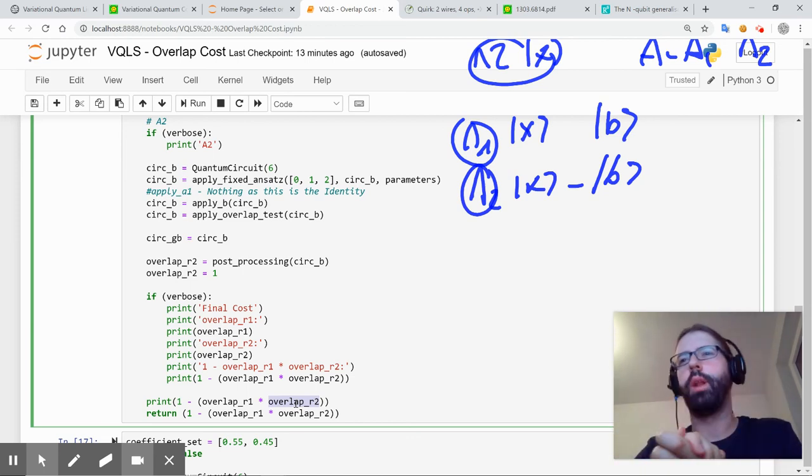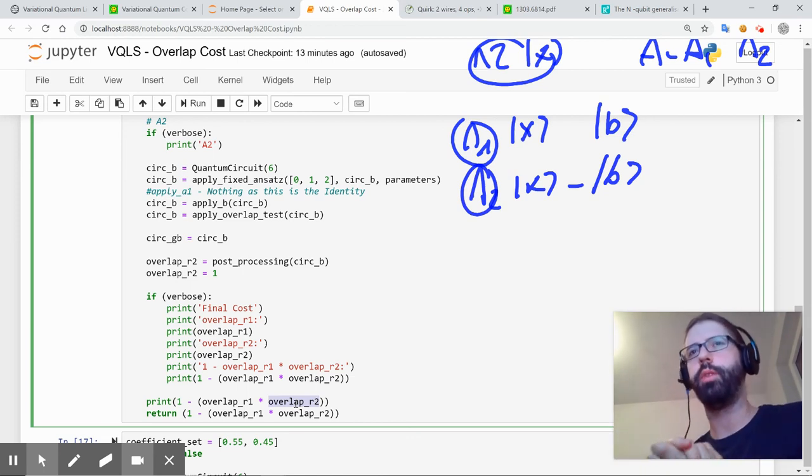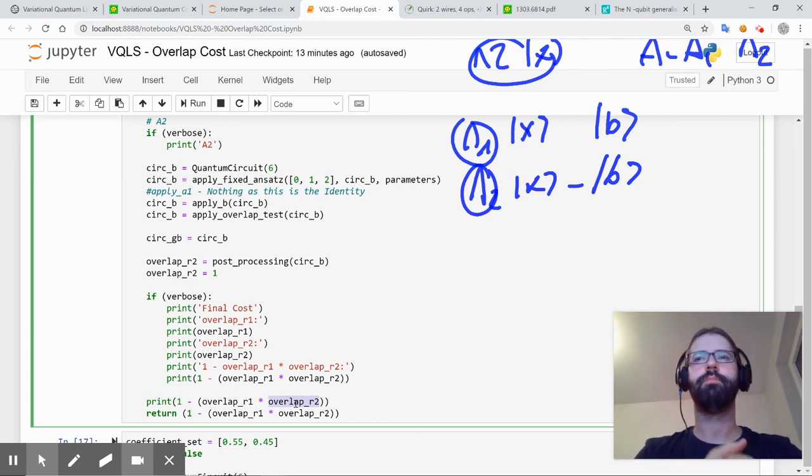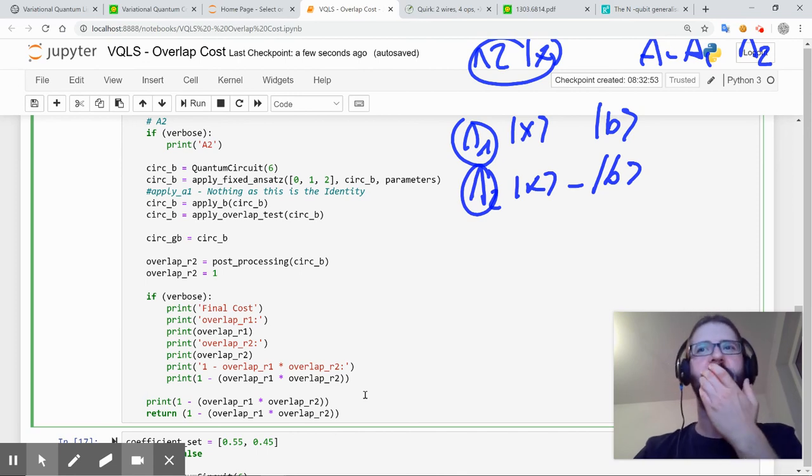I don't know how to combine the overlaps, okay? So I'm going to leave it here. I have to think about this. I don't know how to combine the overlaps. I think that's what's happening here. But I moved a little bit forward, so that's good. That's always good.